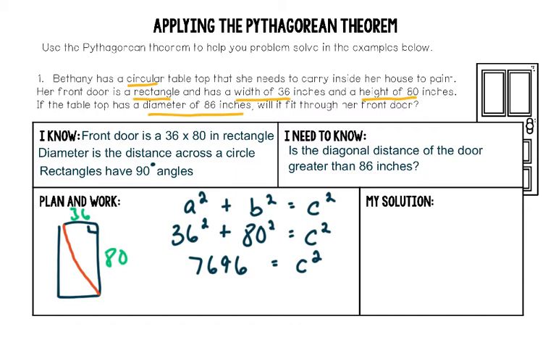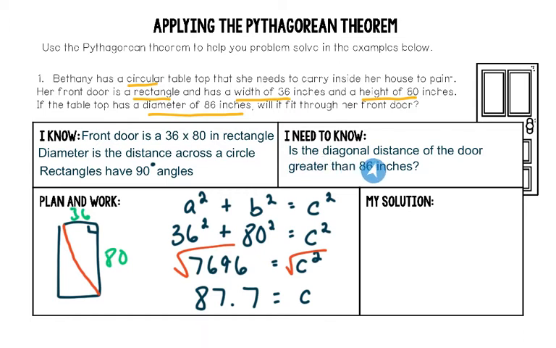Since I want to know what just c is, I need to do the inverse operation of squared. That's taking the square root of both sides. This number is not a perfect square, so the answer will end up being an irrational number. So I'm going to just round to the nearest tenth. The diagonal of the door is about 87.7 inches.